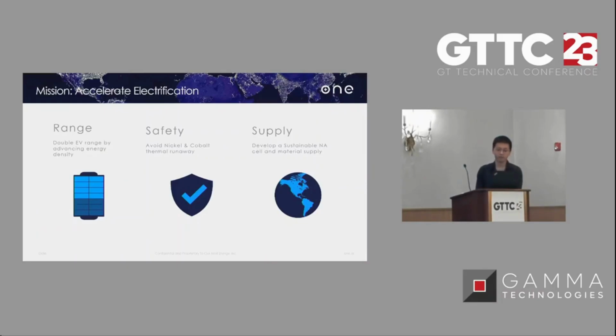So our mission is just to double the range of the EVs, to increase the safety by trying to reduce the nickel and cobalt-based materials, and also to develop a sustainable chain to create a North America-based cell and material supply.